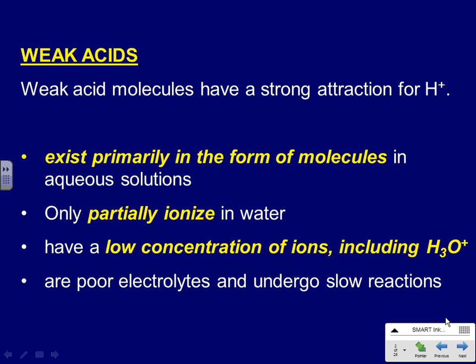It definitely won't be like a 1-to-1 ratio like we did with the strong acids yesterday. And therefore, they would be poor electrolytes, and the reactions would be slow. And so the equilibrium lies to the left. And that's what we want to deal with today. How are we going to incorporate these calculations, the pH and the H3O+ and the pOH and all that stuff, into these weak acid situations?